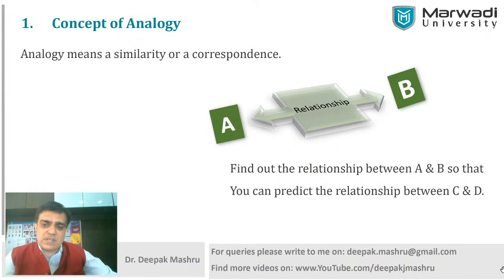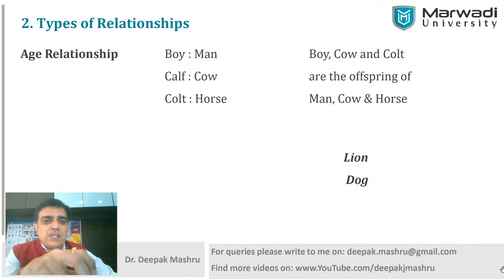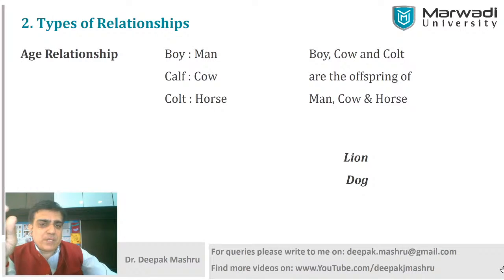So we need to find out the relationship between A and B so that we can predict the relationship between C and D, which is our answer, right? How will this question be asked? For example, you'll be given boy is to man. This is the relationship given, and then you will be given another word, for example, lion. So boy is to man, then lion is to blank? We need to find out. Fine. So there are different types of relationships. I have categorized them here, and I'm going to talk about them.